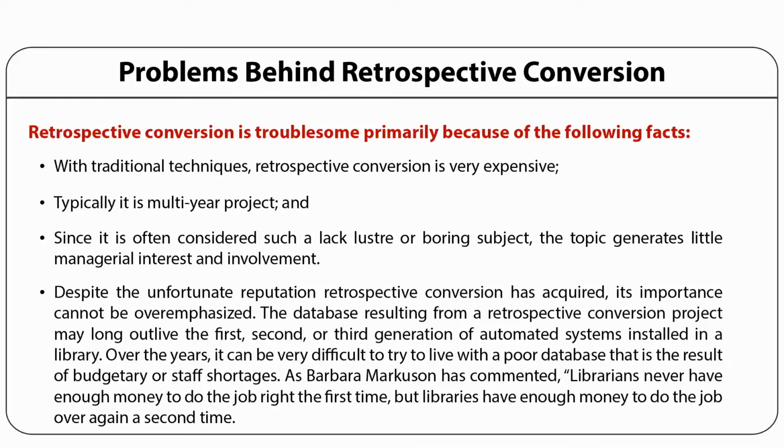The database resulting from a retrospective conversion project may long outlive the first, second, or third generation of automated systems installed in a library. Over the years, it can be very difficult to try to live with a poor database that is the result of budgetary or staff shortages. As Barbara Marcuson has commented, librarians never have enough money to do the right job the first time, but libraries have enough money to do the job over again a second time.